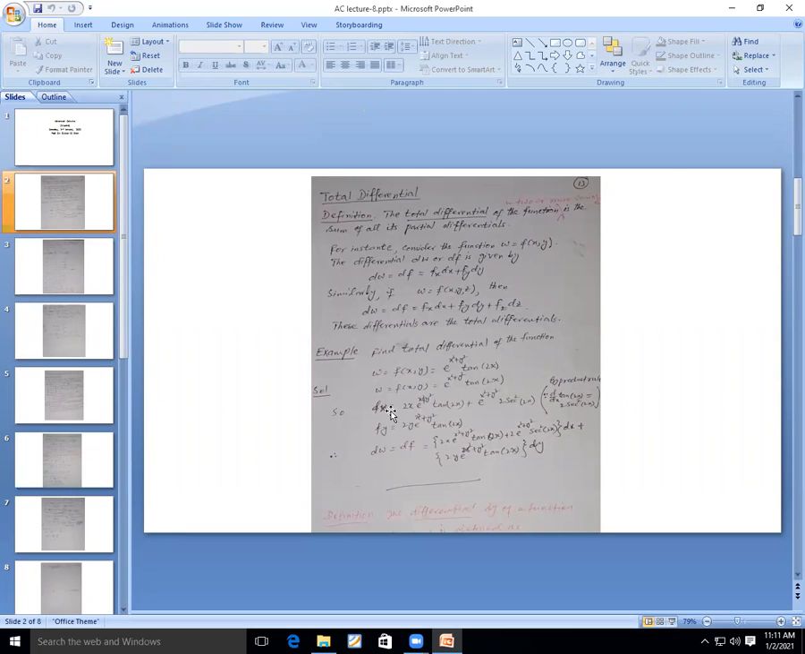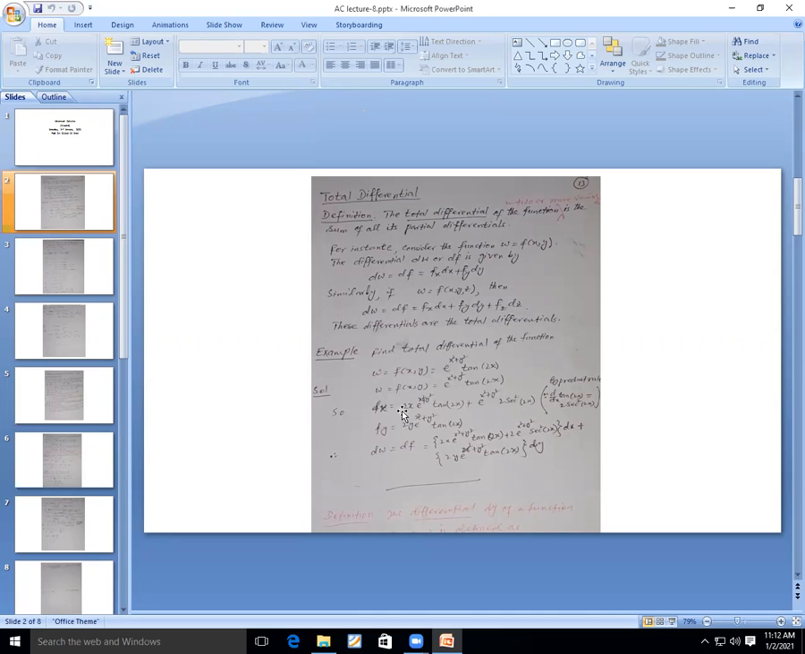Differentiate this f with respect to x. In partial differentiation, if we are differentiating the function with respect to x, we keep all other variables as constant. Here you have two variables, x and y. We are differentiating f with respect to x, so we have to keep y as constant. And when we differentiate f with respect to y, we keep x as constant.